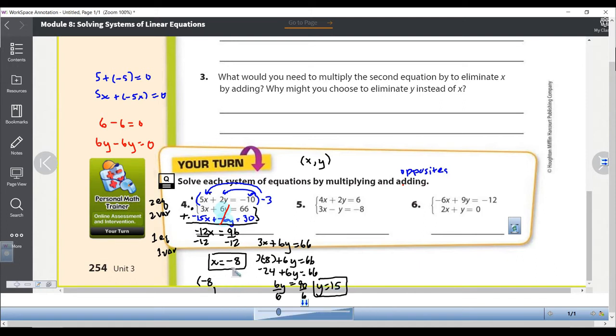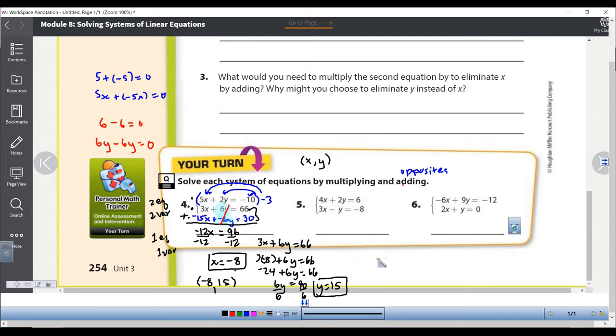So now I could go over here and replace y with 15. So what am I saying? I'm saying that when x is -8 and y is 15, I will make both of these equations true. I just solved it by using this second equation, right? I could go back and check it in this first equation just to make sure that I am correct.